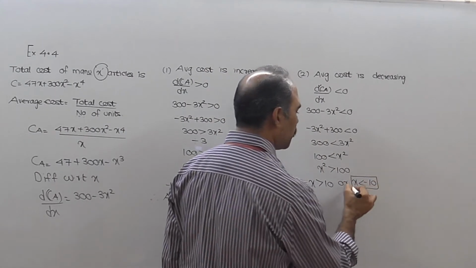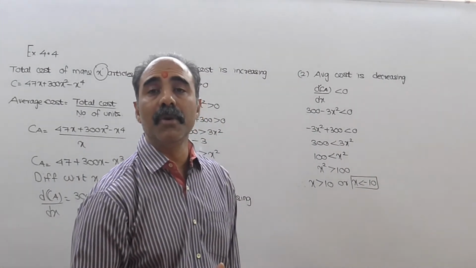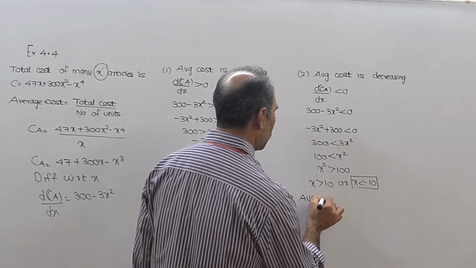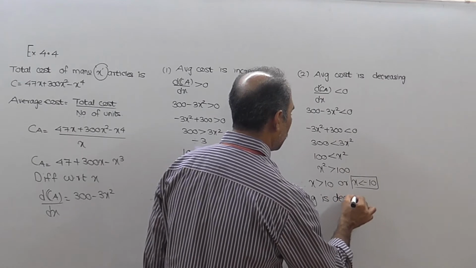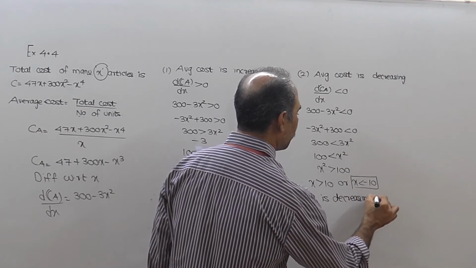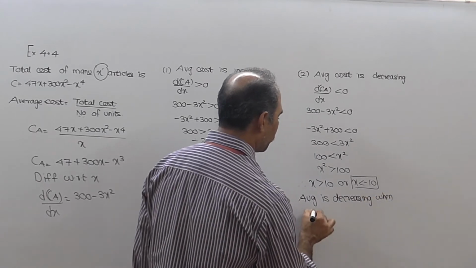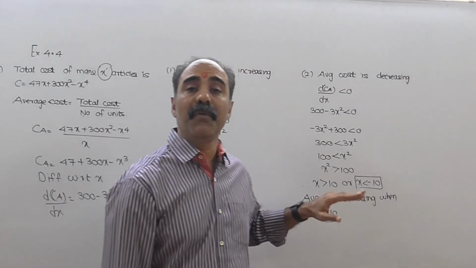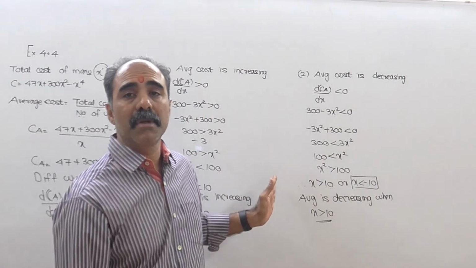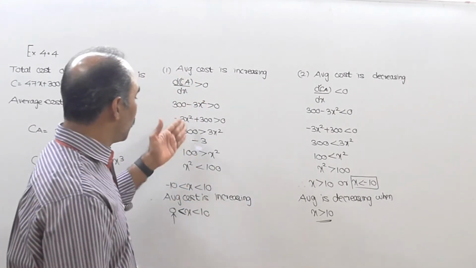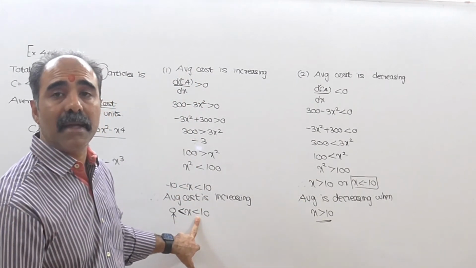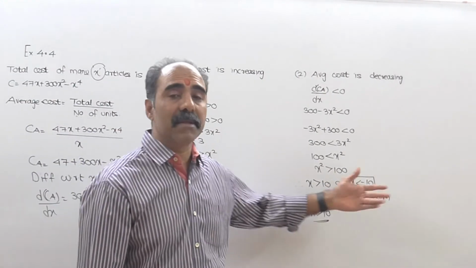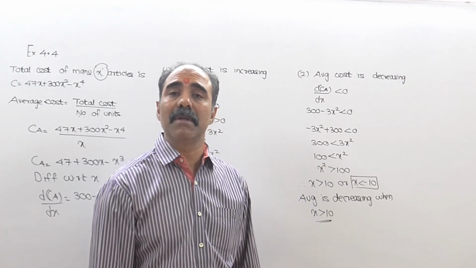X less than minus 10 is not possible because units cannot be negative. So you can say that average cost is decreasing when x is more than 10. See, your average cost will decrease only if you produce more than 10 units. If you produce less than 10 units, your average cost will increase. So x less than 10 means your average cost is increasing. X more than 10 means your average cost is decreasing.